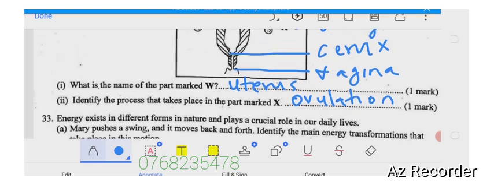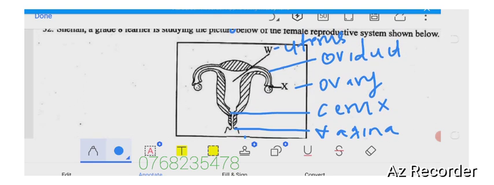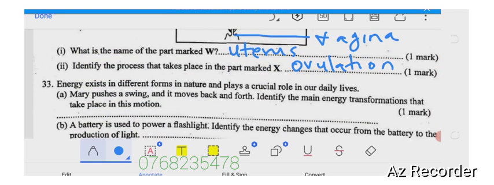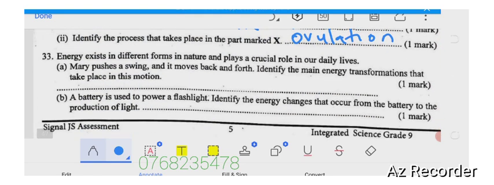So we have 3 major processes here. We have ovulation, which takes place in the ovary, fertilization, which takes place in the oviduct, and last but not least, implantation, which takes place in the uterus. As simple as that. Question 33.